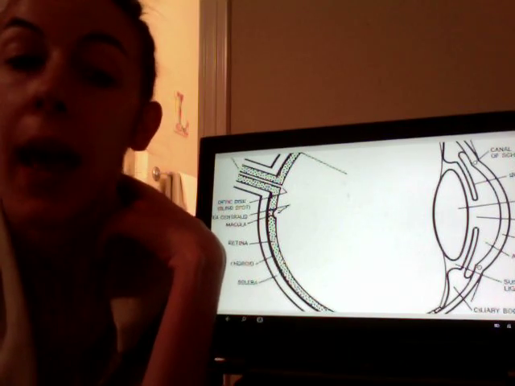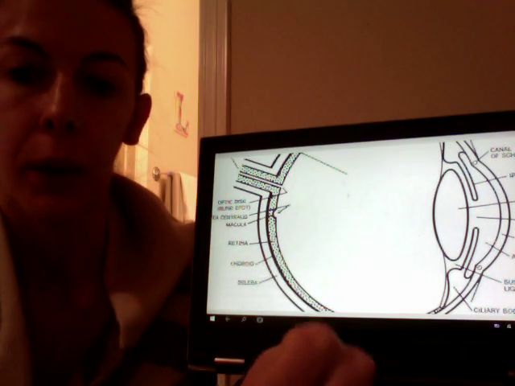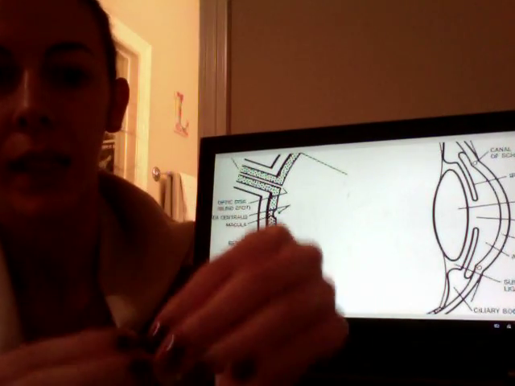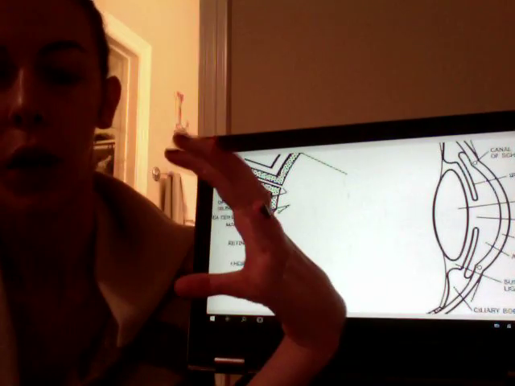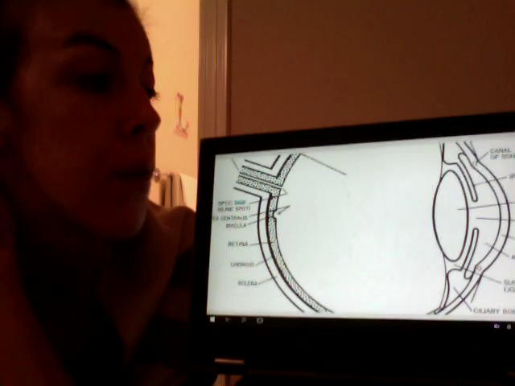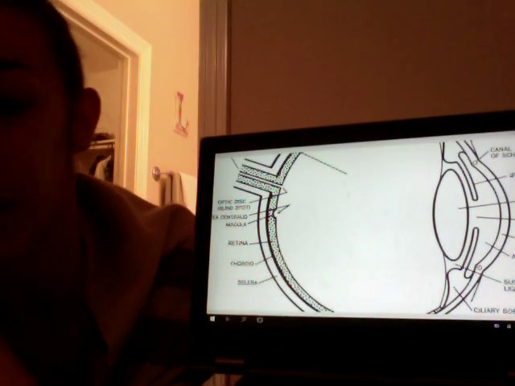And then when we're looking far away, the ciliary body will relax, and in response to that, the ciliary ligaments will relax the lens, and it will stretch out to help us see the object that is farther away, which I think is pretty cool.